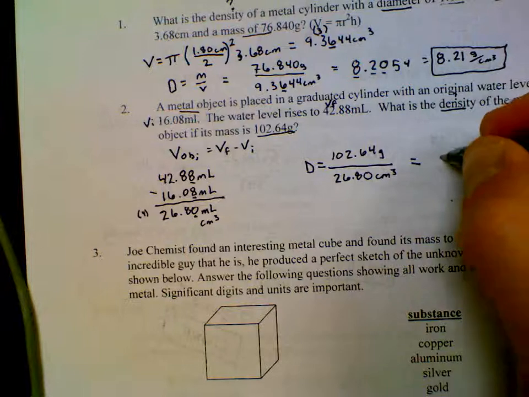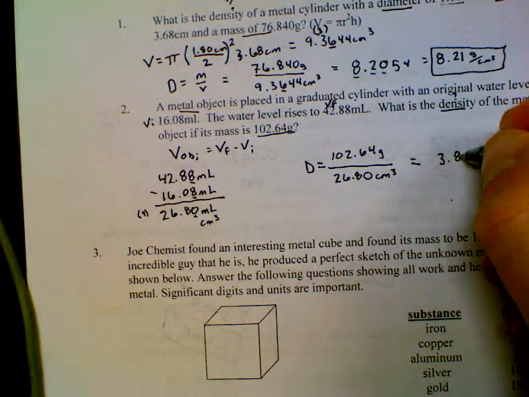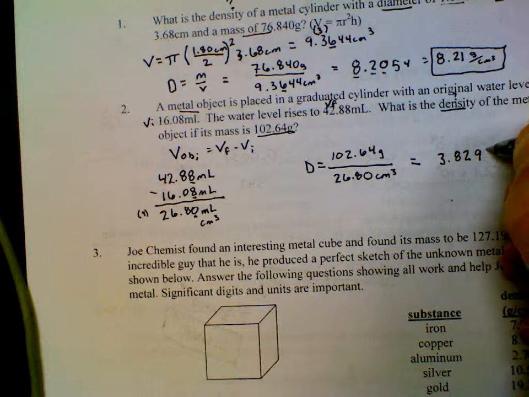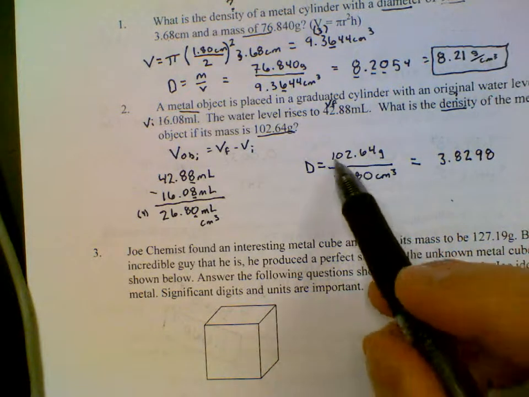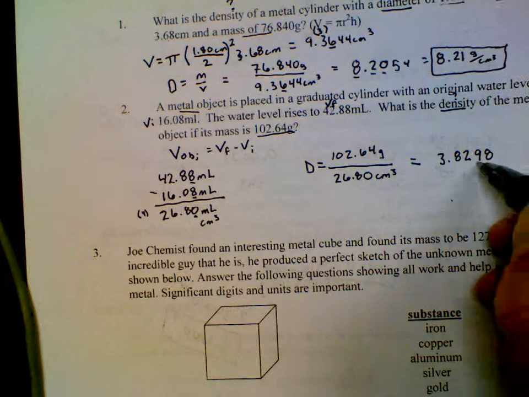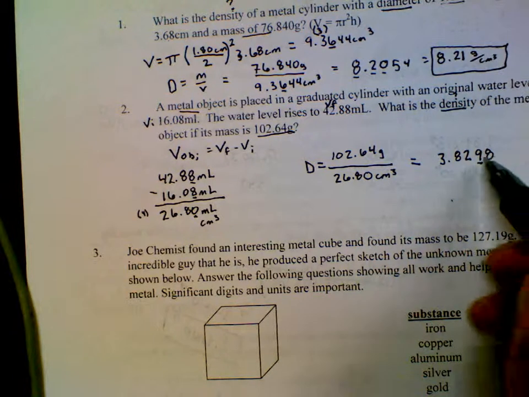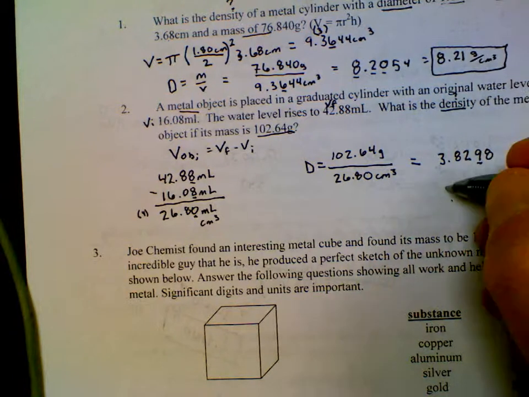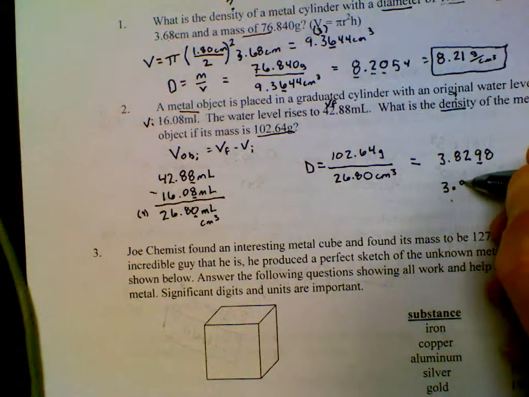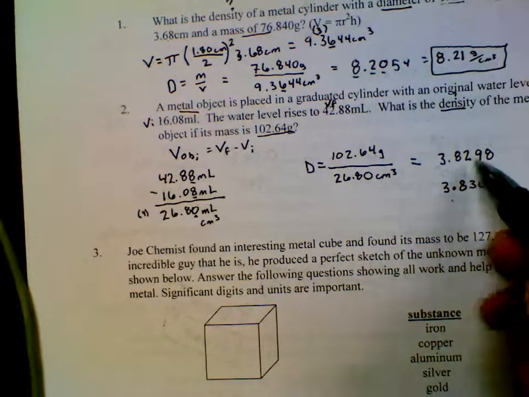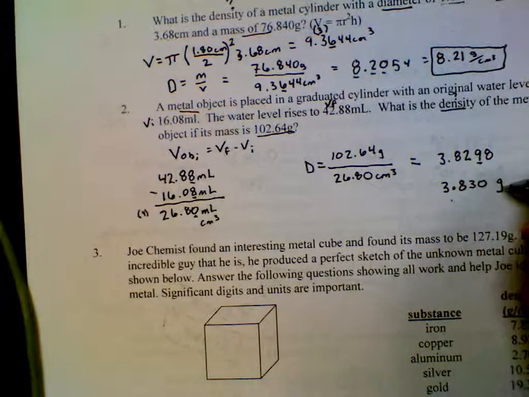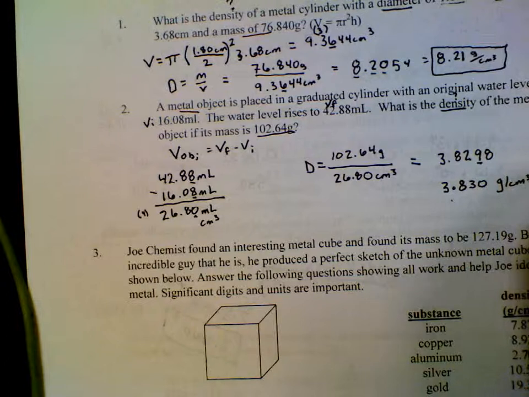So D is equal to 3.8298. You get 4 sig figs for my volume. The mass has 5. So we're going to change this 9, because it's followed by an 8, into a 10, which increases the 2 up to a 3. That's grams per centimeter cubed.